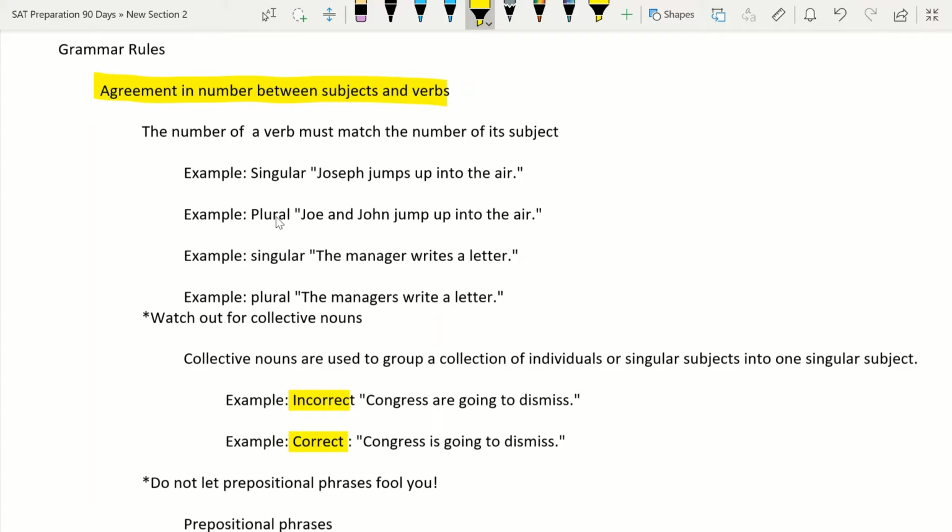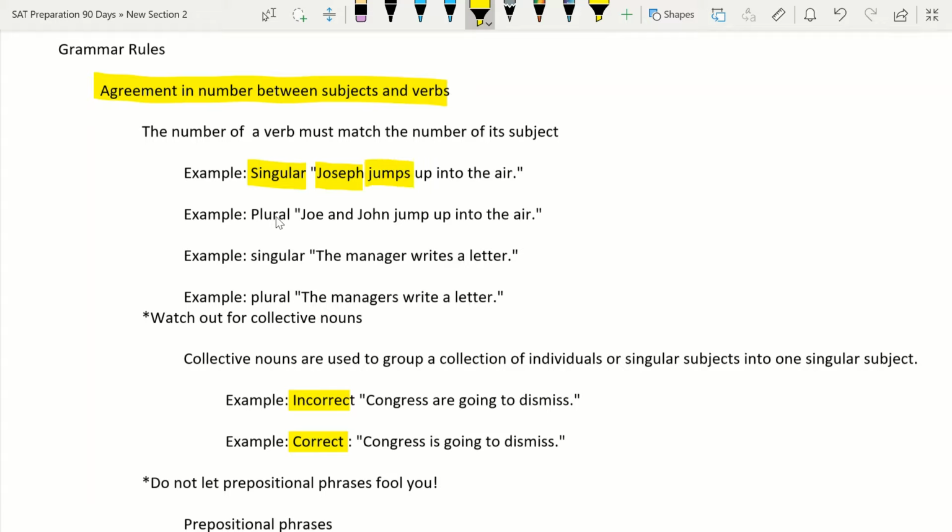So let's say that we have a singular subject, right? Let's say we have Joseph. Joseph is our subject in this sentence. The sentence is Joseph jumps up into the air. Well, Joseph is singular. That means we have to have a singular verb. So our verb is jump, right? Well, it has to be jumps. Why? Because jumps is the singular form of jump, right? So we have Joseph jumps up into the air.